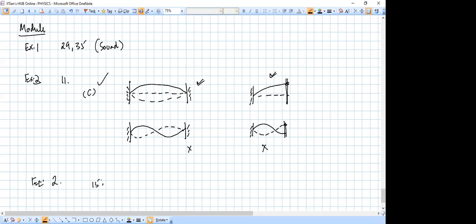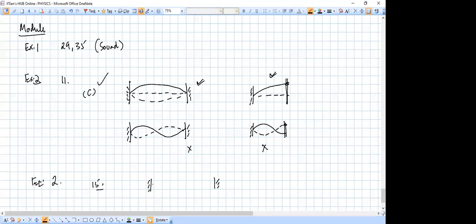Okay, so let's come to question 15. A clamped string is oscillating in the nth harmonic. Then the total energy will be n squared times the fundamental. Clamped string here, we'll have to assume it's clamped at both the ends.